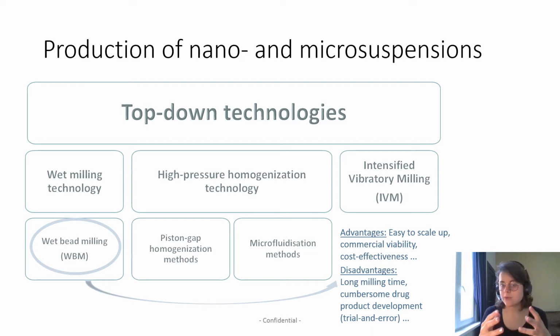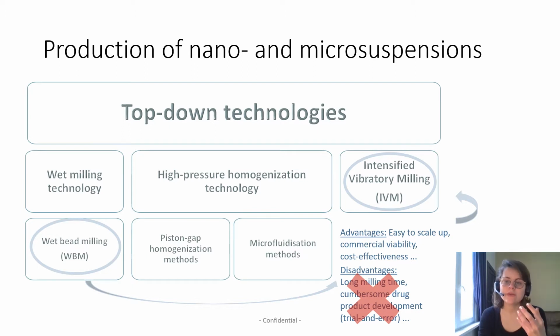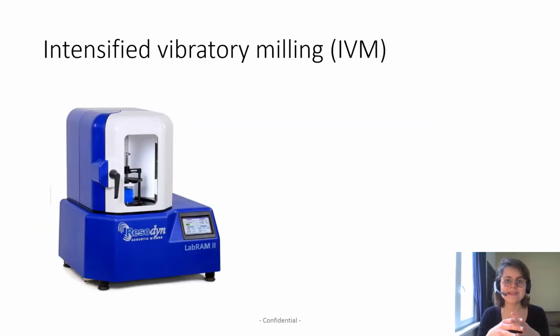And of course, we want to improve, we want to advance, so we started thinking about getting rid of these disadvantages and finding a new technology, such as intensified vibratory milling, which is a new technology, really underexplored and only on the market for a couple of years. So this is the intensified vibratory mill, my best friend for the past 4 years.